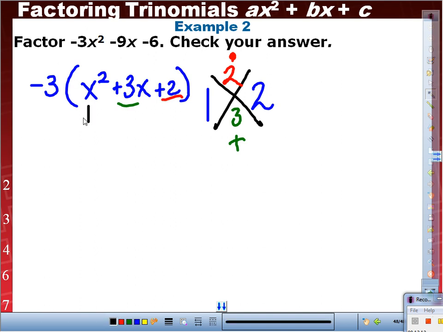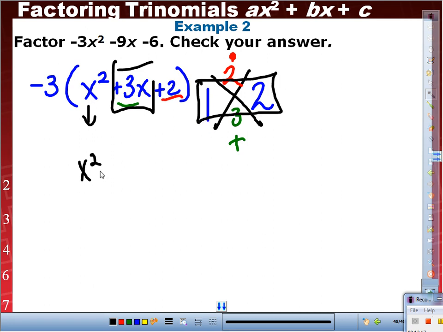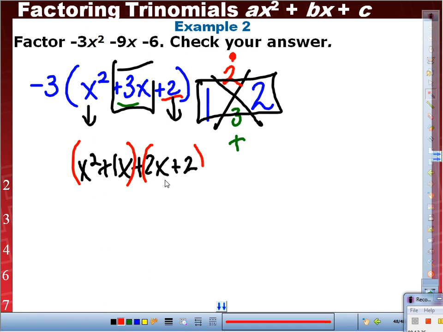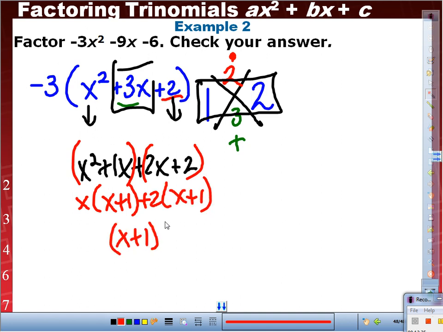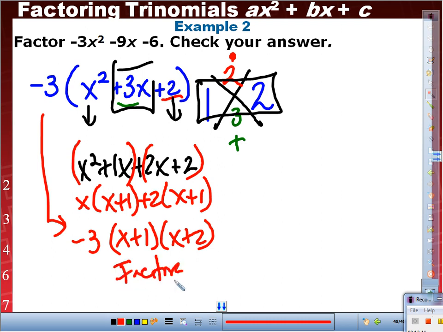From there, we rewrite our trinomial, x squared, but instead of 3x, what do we write? Plus 1x plus 2x, and then you bring down the third term, which is plus 2. Let's group. GCF is x. We're left with x plus 1. GCF is 2. We're left with x plus 1. Factors are x plus 1, x plus 2. And then we bring down our BFF, which is negative 3. These are our factors.